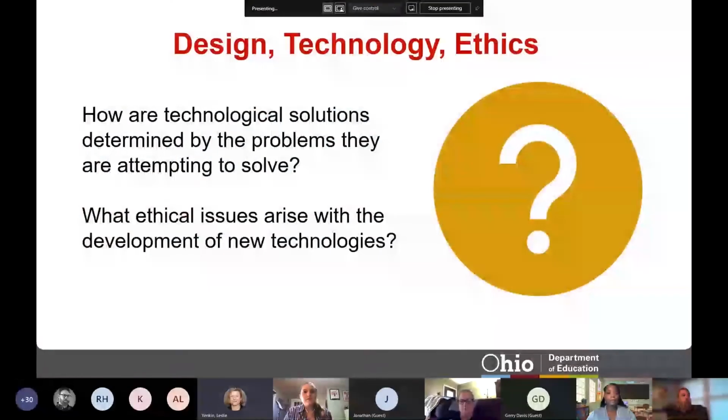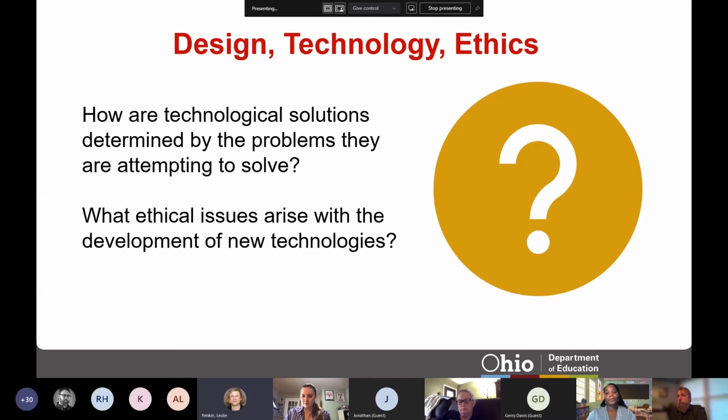So together, we're going to be working through 2 examples of real world situations involving technological development. As I said, the Ohio Cyber Range and precision agriculture. And we're going to be considering each of the examples through these 2 framing questions.